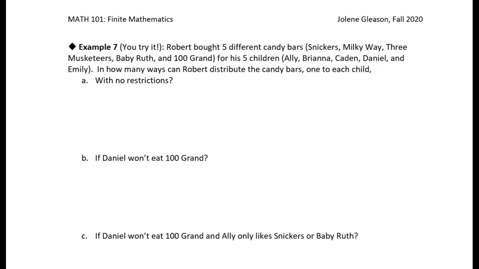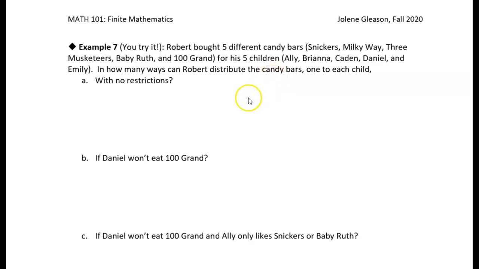All right, so hopefully you've had a chance to give this one a try. In this example, we have Robert, and he bought 5 candy bars for his 5 children. Okay, and we're given the names of the candy bars, but that's kind of irrelevant. We have 5 different kinds of candy bars and 5 different children. And in how many ways can Robert distribute the candy bars, one to each child?